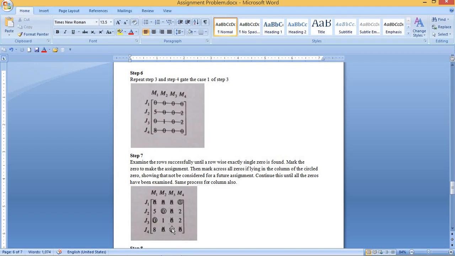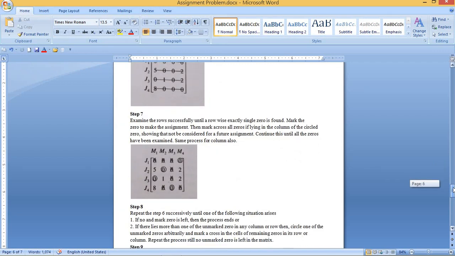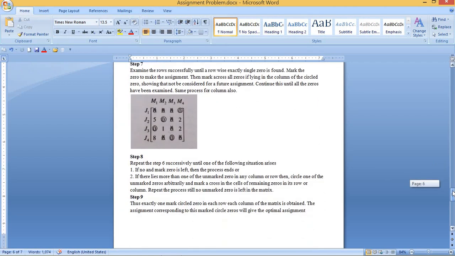If you choose this zero, that means J4 is assigned to machine M3, and the corresponding zeros in this row and in this column are cut. Now consider the first row: three zeros are already cut and only this zero remains. So we circle this zero, which means we assign J1 to machine M4. In such a way we can make the assignment and obtain the optimal cost.